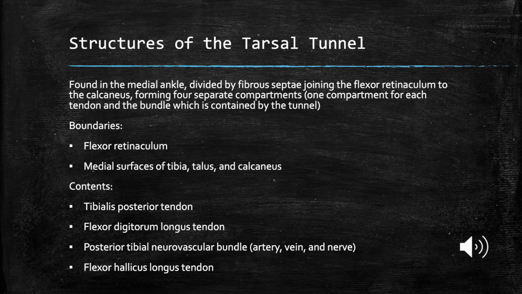So the boundaries are the flexor retinaculum and the medial surfaces of the tibia, talus, and calcaneus, and the contents of the tarsal tunnel include the tibialis posterior tendon, the flexor digitorum longus tendon, the posterior tibial neurovascular bundle, which includes the artery, vein, and nerve, and the flexor hallucis longus tendon.